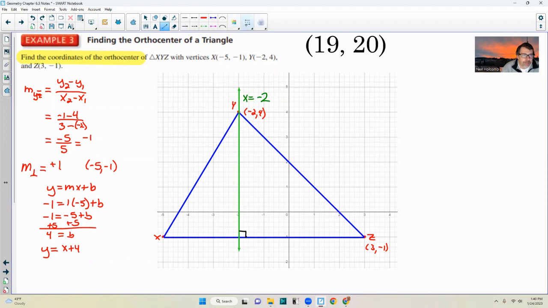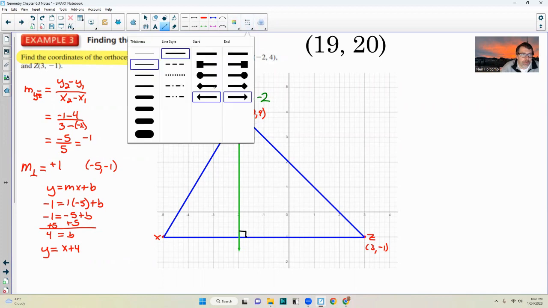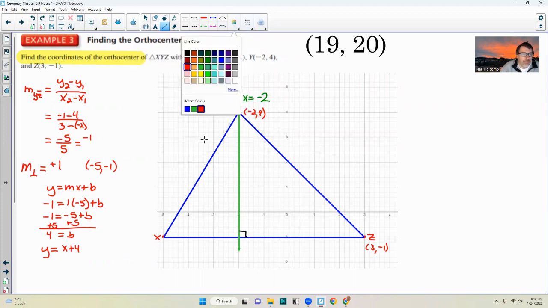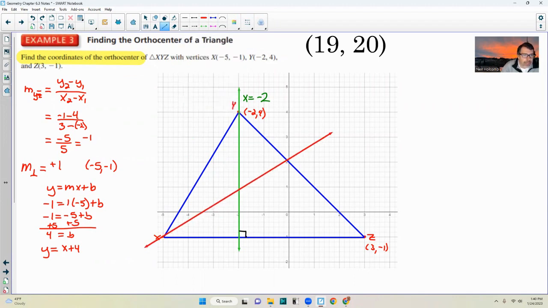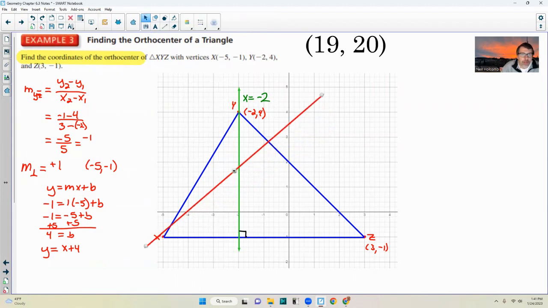Now I'm going to draw it because I know it goes through here and I know the y-intercept. So then I'm going to pick a color and draw it in. I'll do red this time. So I know it's going through x and it's got to go through the y-intercept of 4. So I want it going through here and here like so. So there's the y-intercept 4, and there it is going through my vertex right there. And so now I can confirm that this is perpendicular like so.